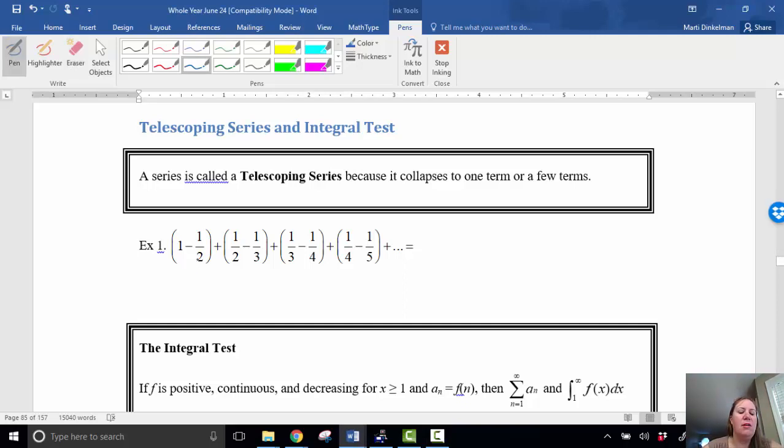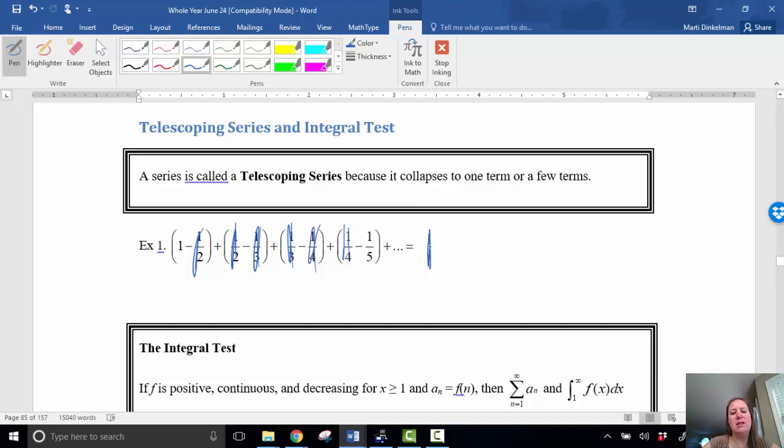So you'll see here in example one, we have a negative a half and a positive a half that would cancel each other out, and then a negative a third and a positive a third, and so on. We're going to collapse all the terms. We're still left with a 1 at the beginning, and then the very last term would be 1 over infinity, which would be 0. So we just get equals 1 here.